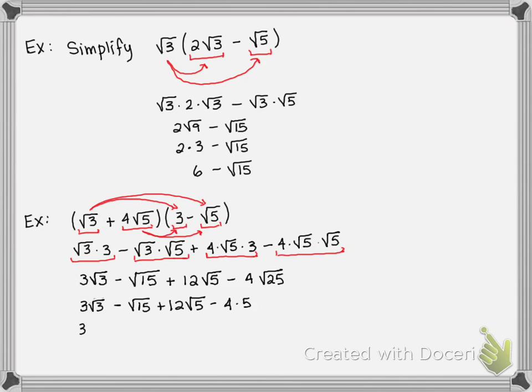So we end up with 3 times the square root of 3 minus the square root of 15 plus 12 times the square root of 5 minus 20. And that's as far as we can go because I don't have any like terms. So even though it's somewhat ugly, I can't go any further than that to simplify.